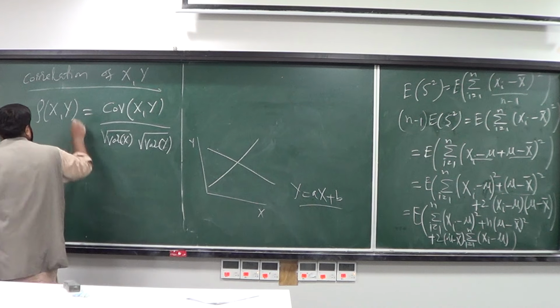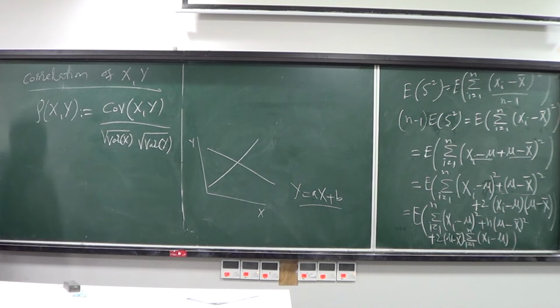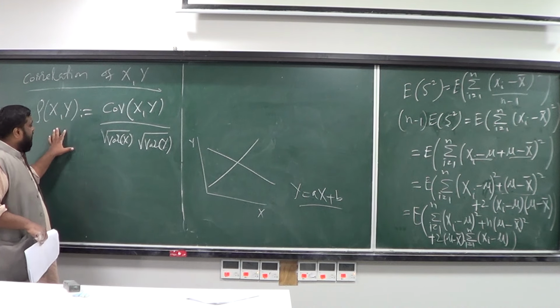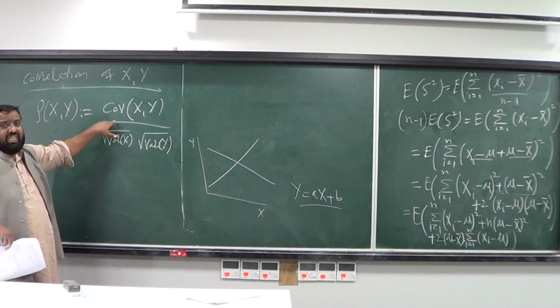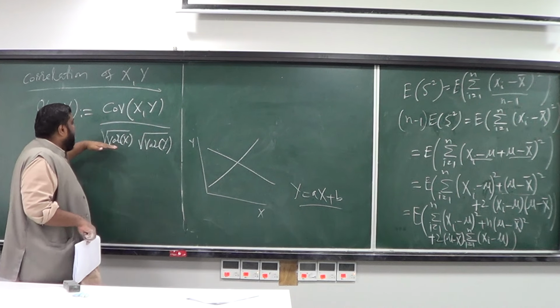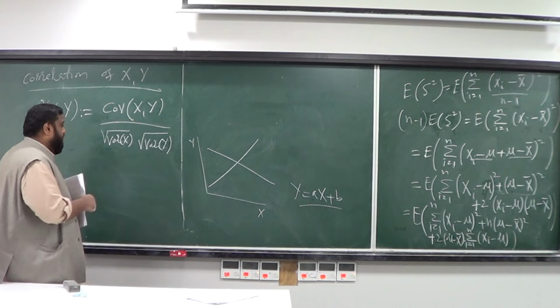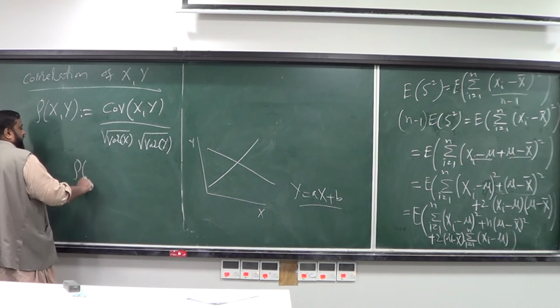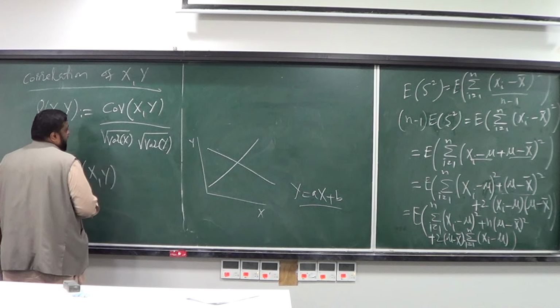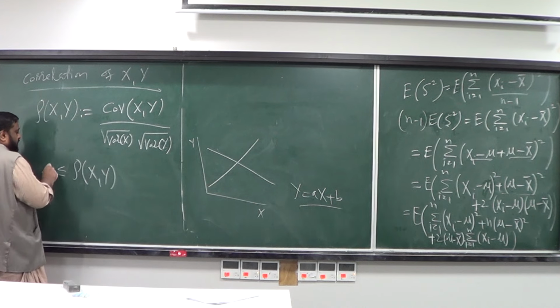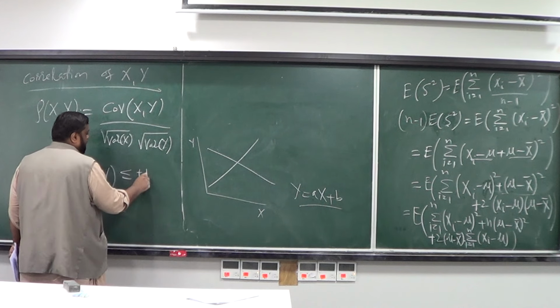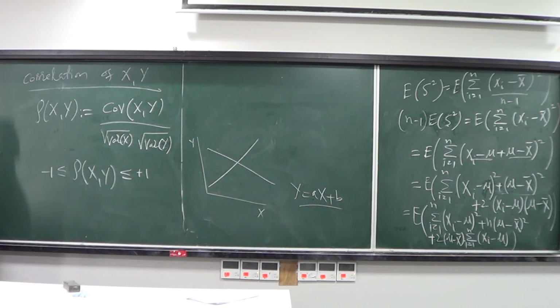Okay, so this is the definition of the correlation coefficient. What is a good thing about this correlation coefficient? Covariance can be any big value, but if you standardize it with the standard deviations of x and y, we can prove that rho of xy always lies between -1 and +1. So it sits between -1 and +1, and it's pretty easy to determine whether two quantities are linearly related or not.